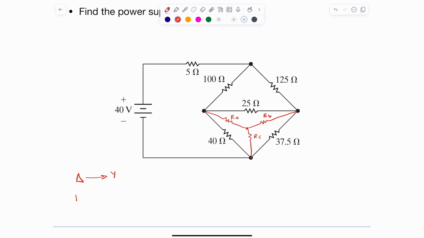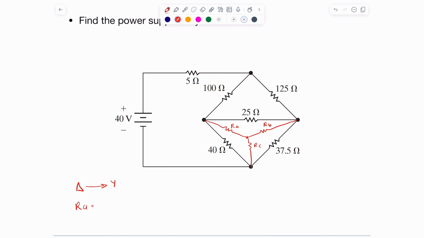I'm going to say RA is simply, since I'm interested in that, I'll take this resistor and this resistor, multiply them by each other, and then divide by the sum. So that will become 25 times 40 divided by 25 plus 40 plus 37.5, and that will be the value of this RA. And that will be approximately 9.756.